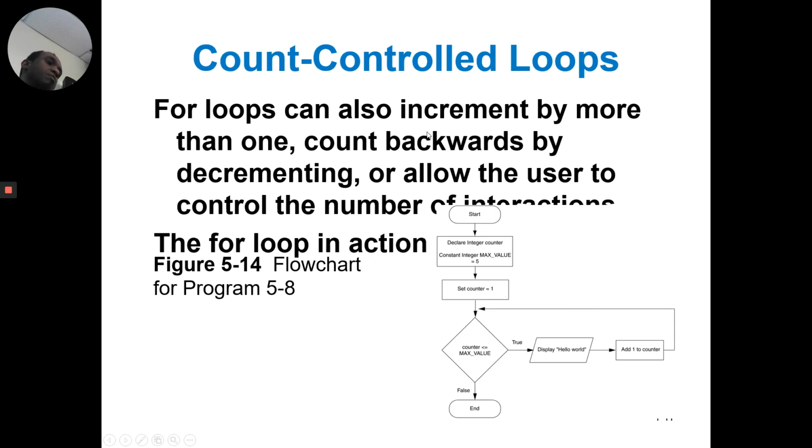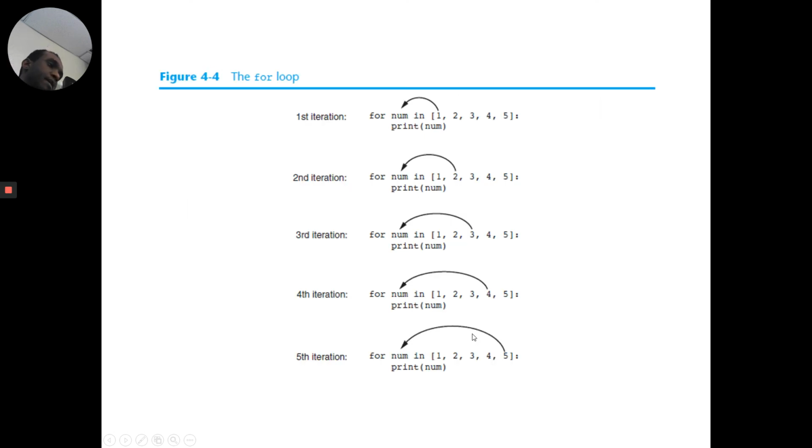So you have the count-control loops. For loops can also increment by more than one, count backwards by decrementing, or allow the user to control the number of iterations. So you have a start, you declare how many times you want, you start with 1, and then you check that it's less than whatever the maximum is. If it's false, exit. If it's true, keep repeating until it reaches the maximum. An example: first iteration, for number n, print it. Second iteration, and then it keeps going, third iteration, until it gets to the last one.